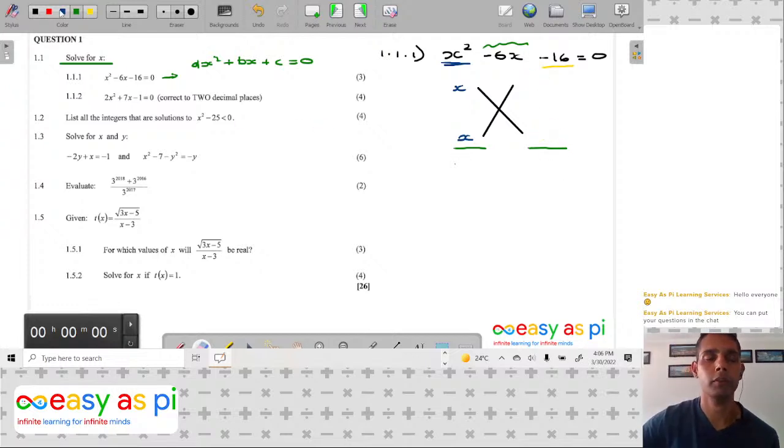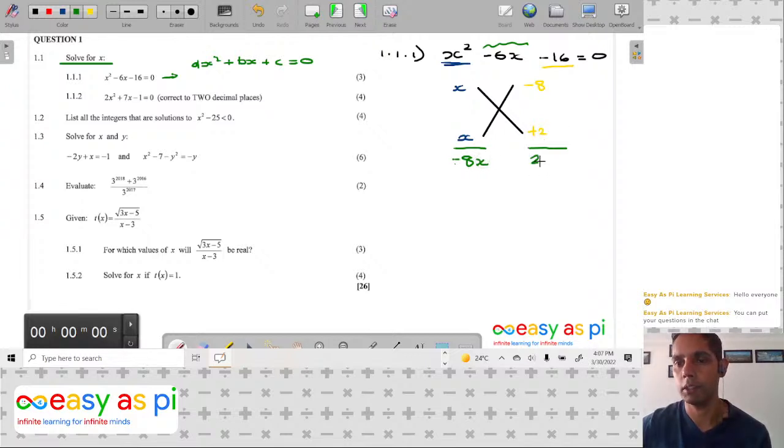Remember, you might not have to go through trial and error so many times. But using that same logic, what if I chose negative 8 and positive 2? I know negative 8 times positive 2 gives me negative 16. Let's do the cross multiplication: negative 8 times x gives me negative 8x, and 2 times x gives me 2x. If I add these two, I get negative 6x. So this combination is correct.